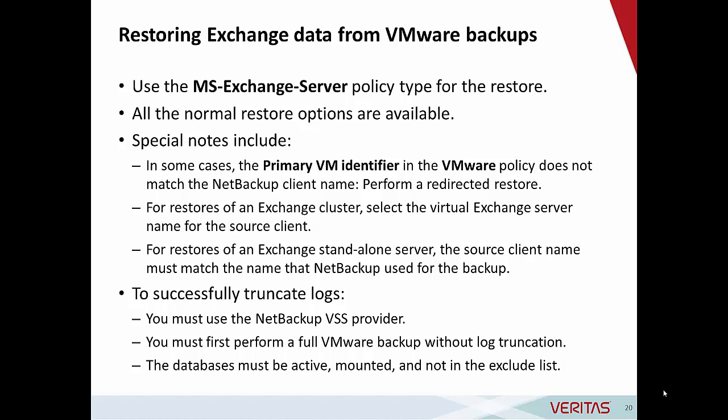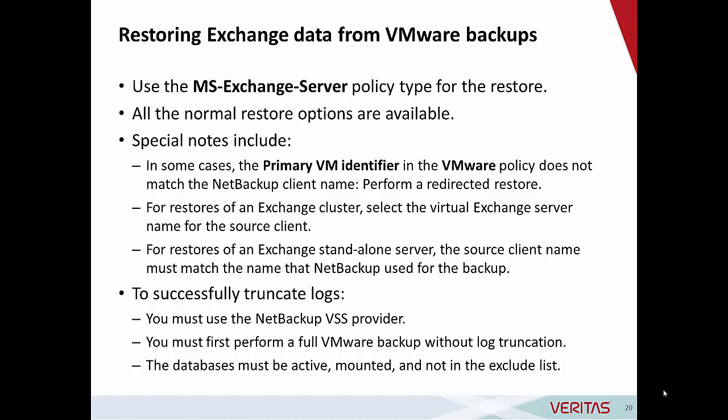Here's some application-specific information. In this case, when we talk about restoring Exchange data that was backed up using VMware policies, even though it was backed up with a VMware policy, when you go to restore in the BAR console, make sure you're selecting the Exchange server policy type for the restore, because you want to tell the BAR tool that you're looking for Exchange data. All the normal restore options are available. Restoring from virtual Exchange servers is pretty identical to restoring from physical servers.